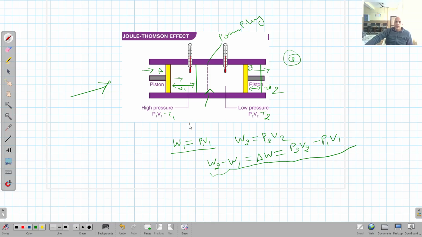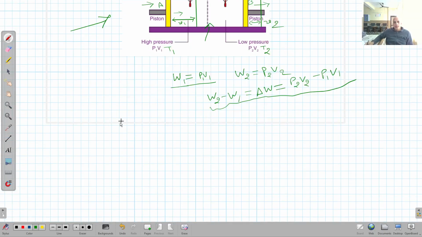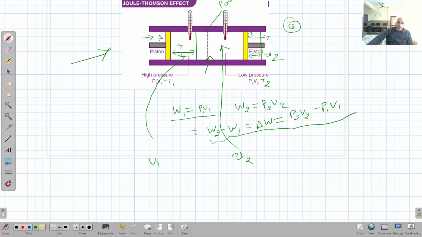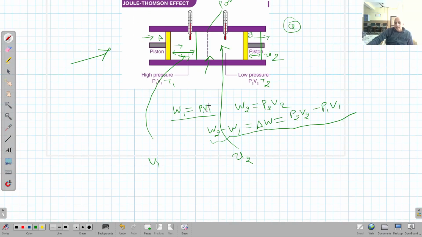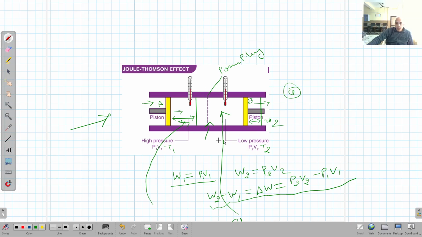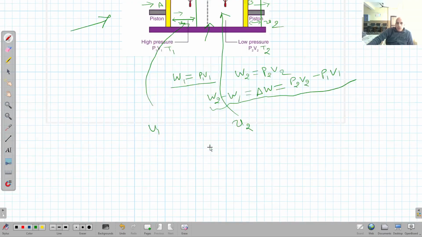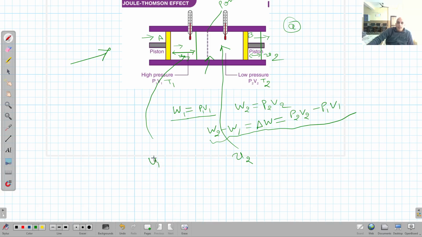Now, let U1 be the internal energy when the gas was in this region, and U2 the internal energy when the gas is in this region. Here one thing is very important, that this entire process is taking place adiabatically. We have seen in the experimental setup that we have thermally insulated the entire apparatus, particularly here. So there is no energy gain from the outside.